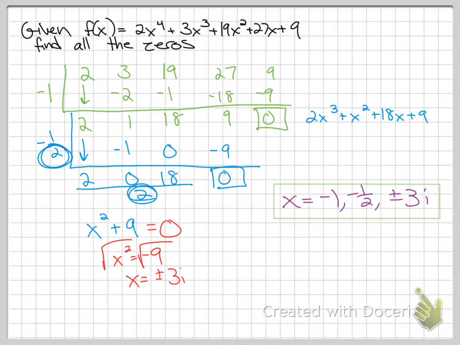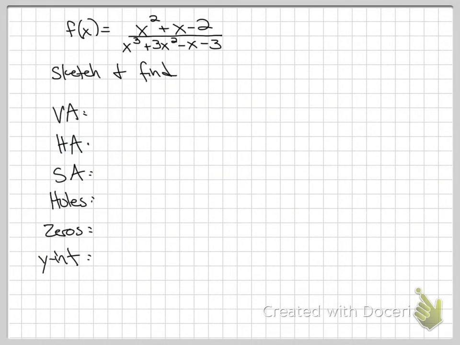So remember, you use p over q until you get it down to a quadratic. Once you get it down to a quadratic, maybe it's factorable, maybe you use the quadratic formula, maybe you just solve, like I did in this example. Polynomial functions, okay. Rational functions.